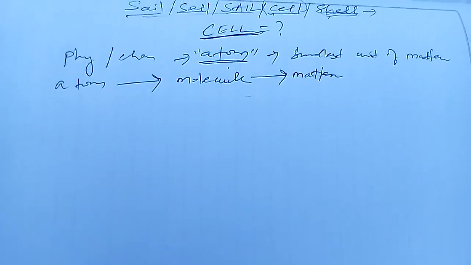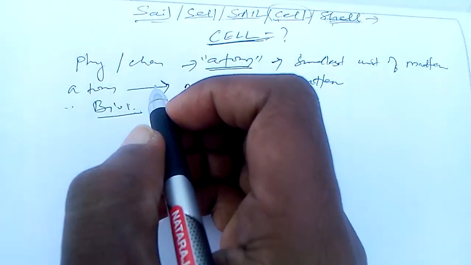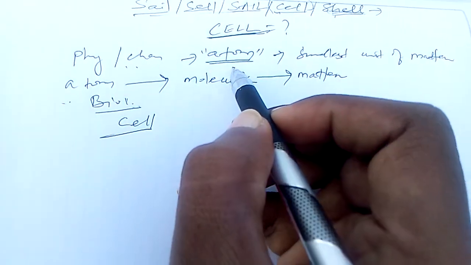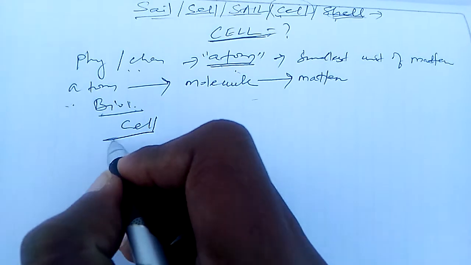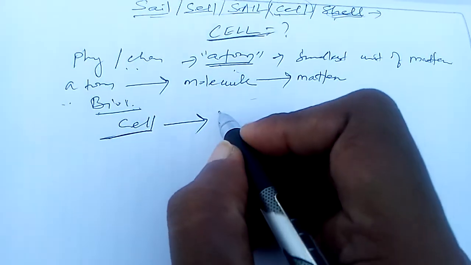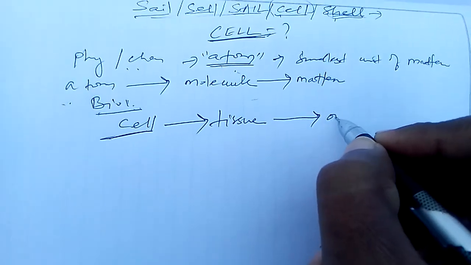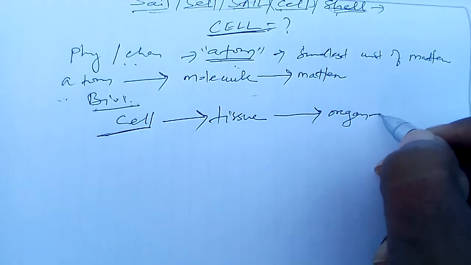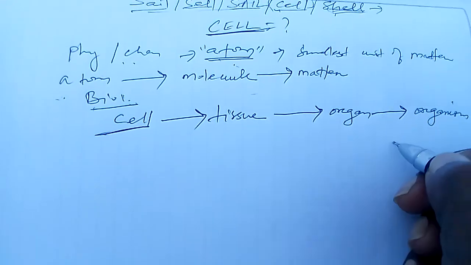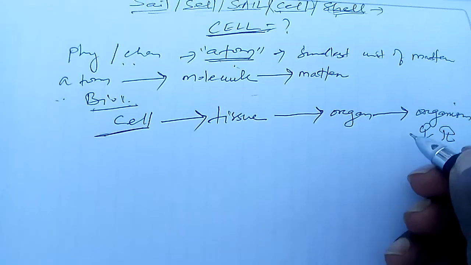Like that, in biology there is another term, cell. Just like atom in physics and chemistry, in biology cell is like an atom, where a group of cells together constitute tissue, a group of tissues constitute an organ, and various organs together constitute an organism. Plants and animals are all organisms.